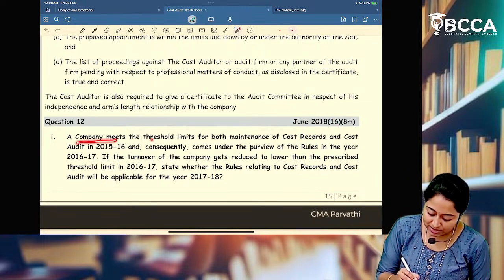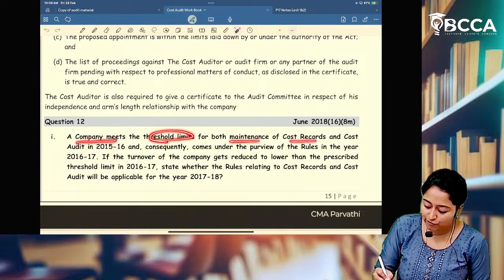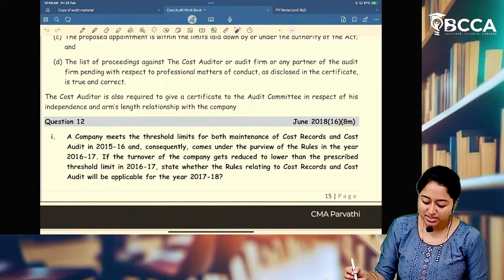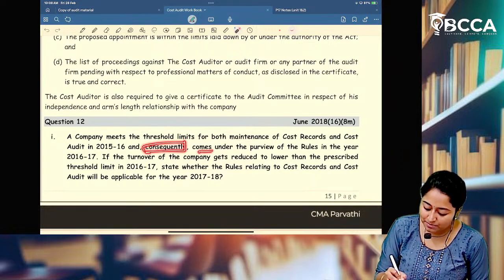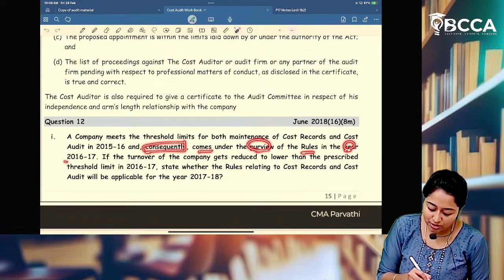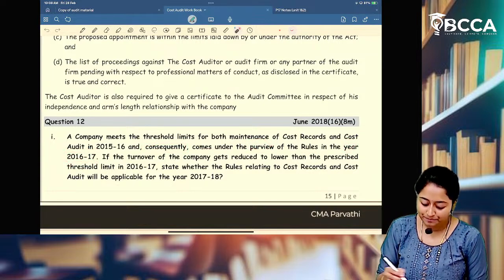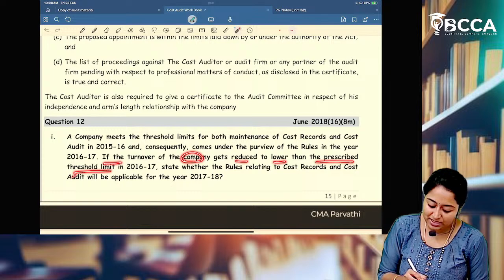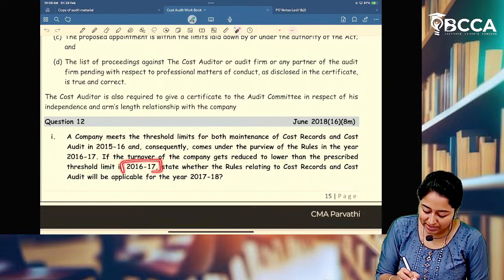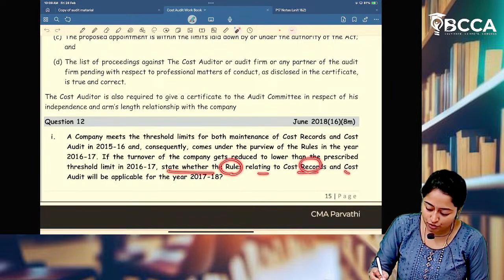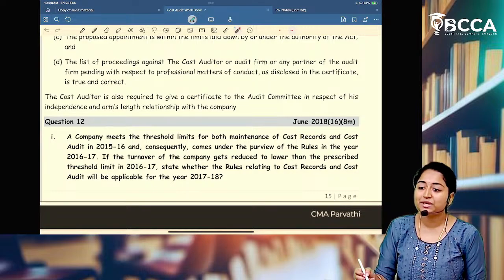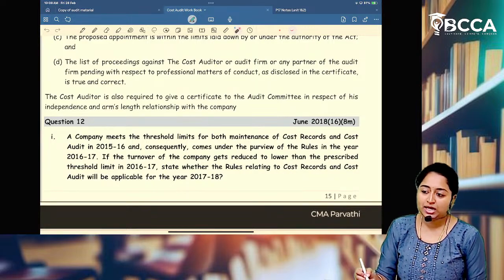A company meets the threshold limit for both maintenance of cost records and cost audit in the year 2015-16, and consequently comes under the purview of the rules in the year 2016-17. If the turnover of the company gets reduced to lower than the prescribed threshold limit in 2016-17, state whether the rules relating to cost records and cost audit will be applicable for the year 2017-18. Will that be applicable? Yes, it will be applicable.